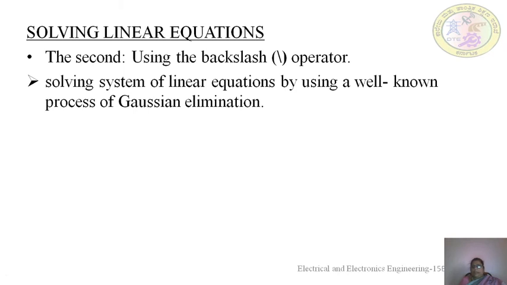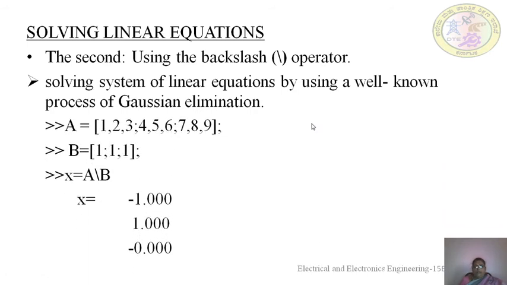The second method is using a backslash operator. We are going to use the backslash operator here. Similarly, here also we have created a square matrix A, and B is a vector, and then we divide A by B. Divide the square matrix by the vector, and then we get the values. Now let us consider this example.